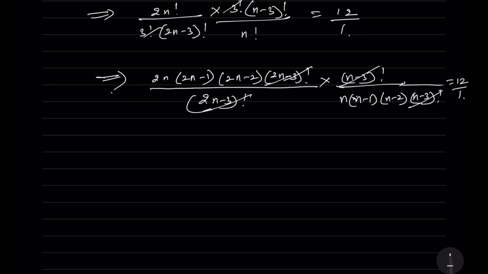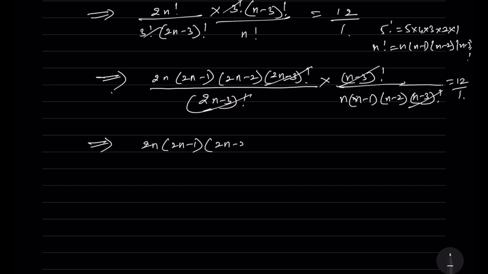Because you know that 5 factorial is written as 5 into 4 into 3 into 2 into 1, isn't it? In the same way, n factorial will be written as n into n minus 1 into n minus 2 into n minus 3 factorial. So now in the next step, you get 2n into 2n minus 1 into 2n minus 2 divided by n into n minus 1 into n minus 2 is equal to 12 by 1.